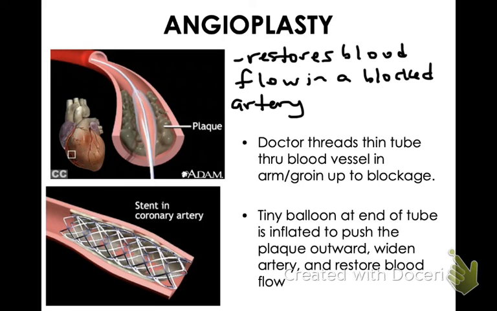They're going to thread a really thin tube through a blood vessel, usually again like the armpit area or the groin, and then they're going to thread it all the way through the body to wherever the blockage is. Once they get to the blockage, there's sometimes a little camera at the end. Then they're going to do something to get rid of the blockage. So one of the things they can do is inflate a tiny little balloon, and that's called a balloon angioplasty.